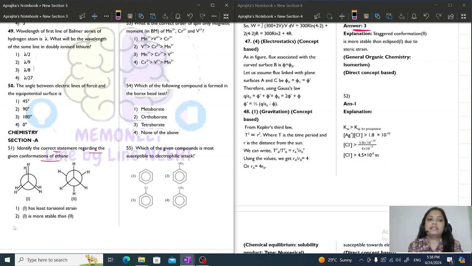So we know that ethane, C2H6, exists in two main conformations. The first one that is given here, you can see that the hydrogens are just behind each other. So this conformation is called the eclipsed conformation. Whereas in the second one, the hydrogen atoms are away from each other. This one is the staggered conformation. So here we have to find the correct statement.